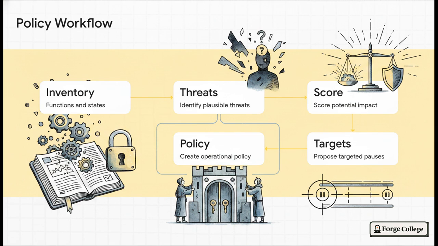1. Inventory all your functions. 2. Identify the plausible threats for each. 3. Score their financial impact. 4. Propose targeted pauses for those specific threats. And 5. Write the actual policy. Define the exact roles and evidence required to trigger them.